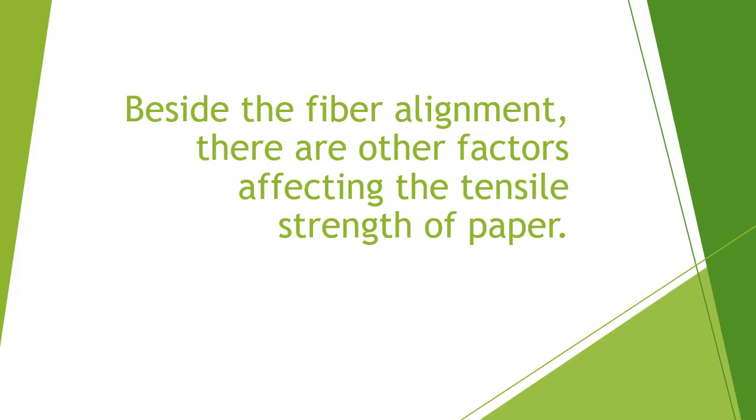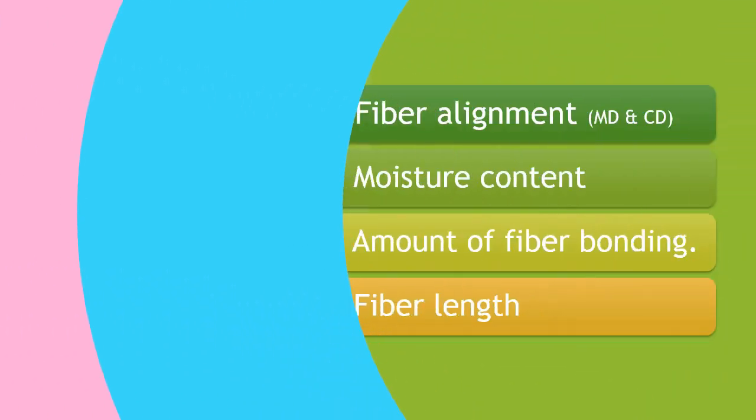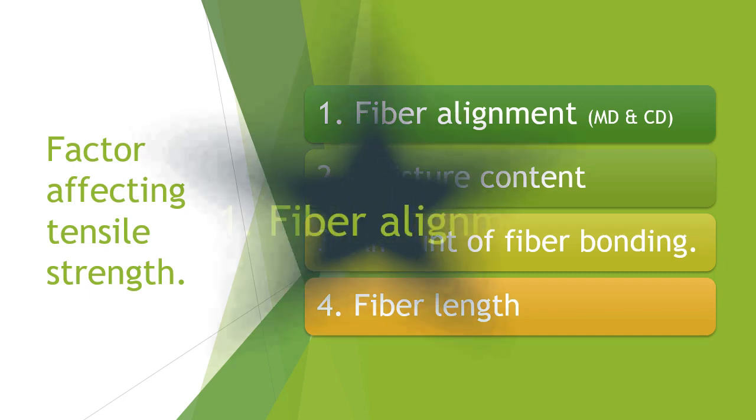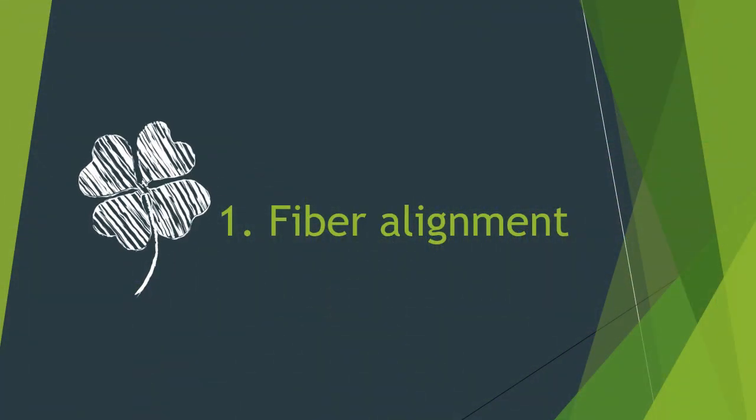Besides the fiber alignment, the MD and CD, there are other factors affecting the tensile strength of paper. 1. Fiber alignment. 2. Moisture content. 3. Amount of fiber bonding. 4. The fiber length. First, the fiber alignment. It is what we explained just now. It depends on the machine direction and the cross direction.